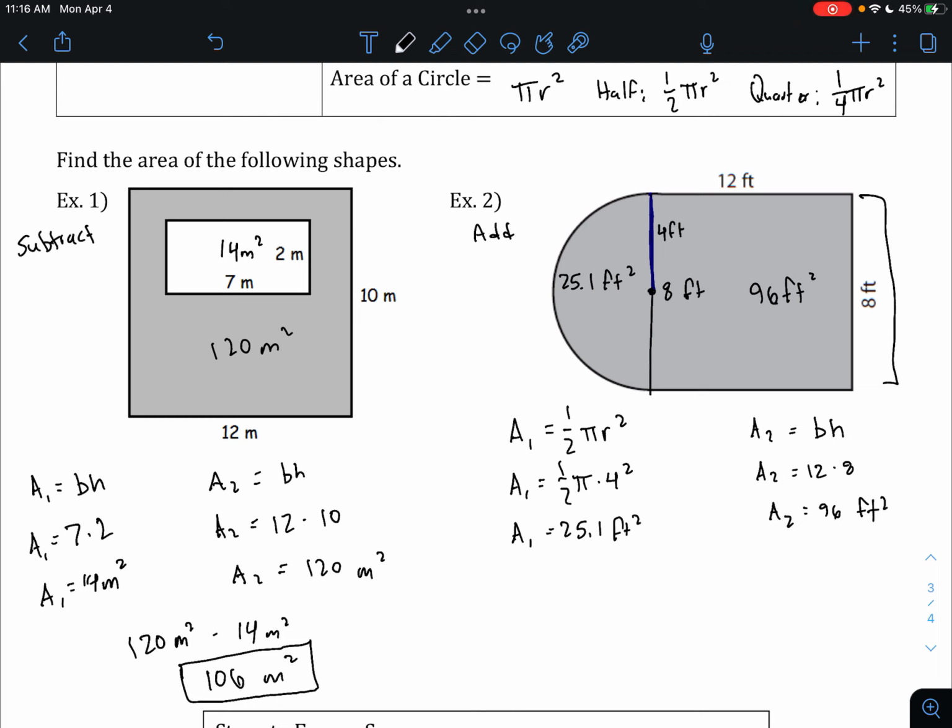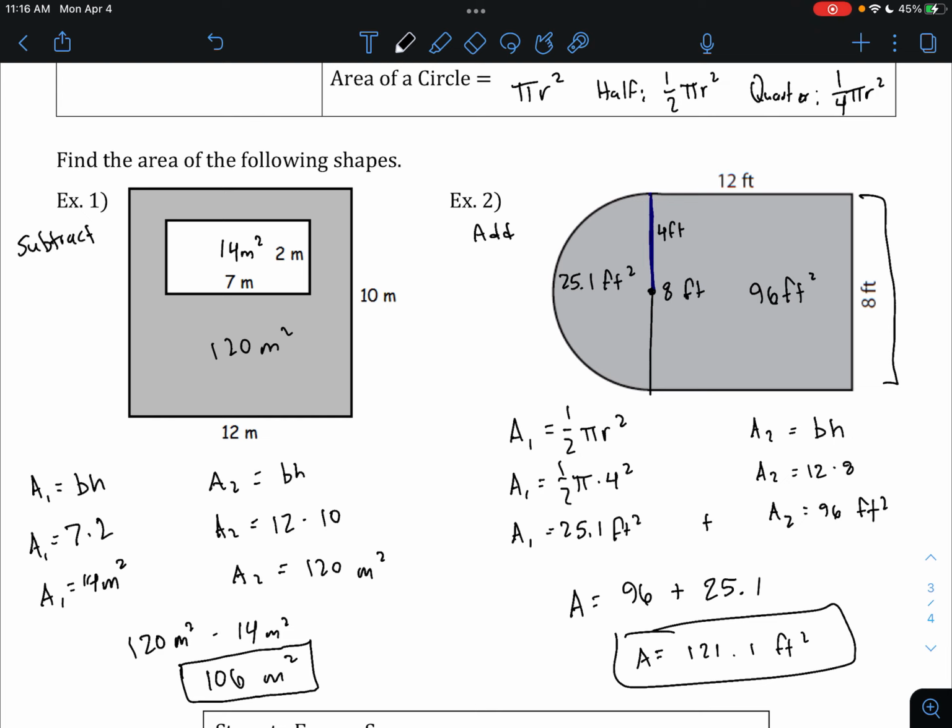The last thing to do here, I add them together. And I know that 96 plus 25.1 gives us a total area of about 121.1 feet squared. And that is our total answer.